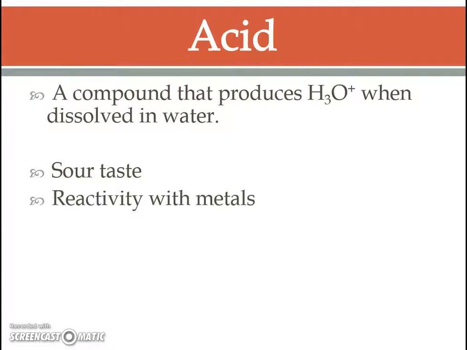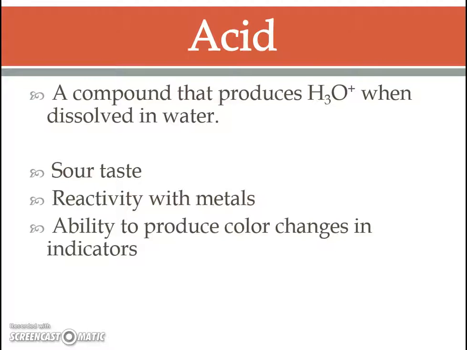These will react really well with metal. So if you use aluminum foil to cover up some kind of acid, it'll usually change the color of the aluminum foil. And it will also produce a color change in what we call an indicator, and we'll talk about those in just a minute. But based on the type of indicator you have, it will change things differently.